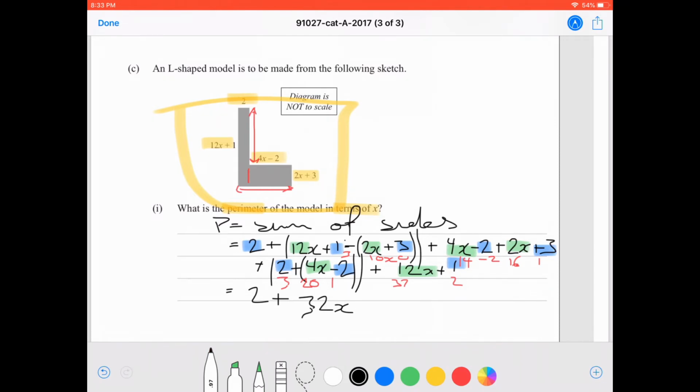And with that, we've found our perimeter. 2 plus 32x, or the marking schedule says 32x plus 2. For that, you get an excellence grade here.